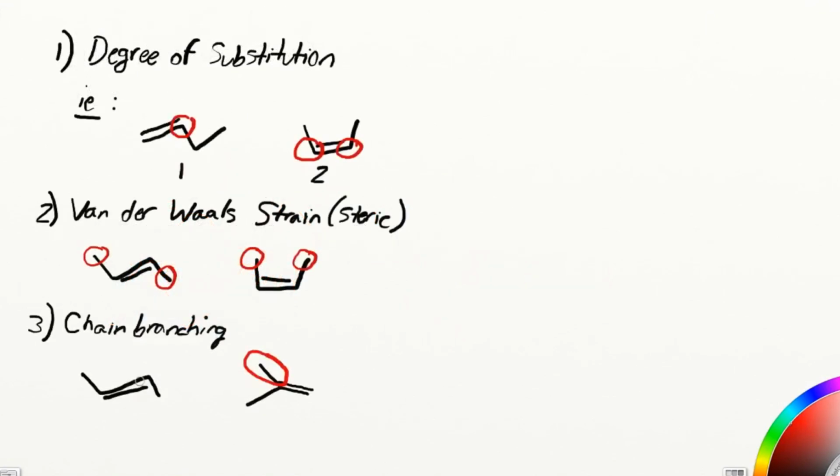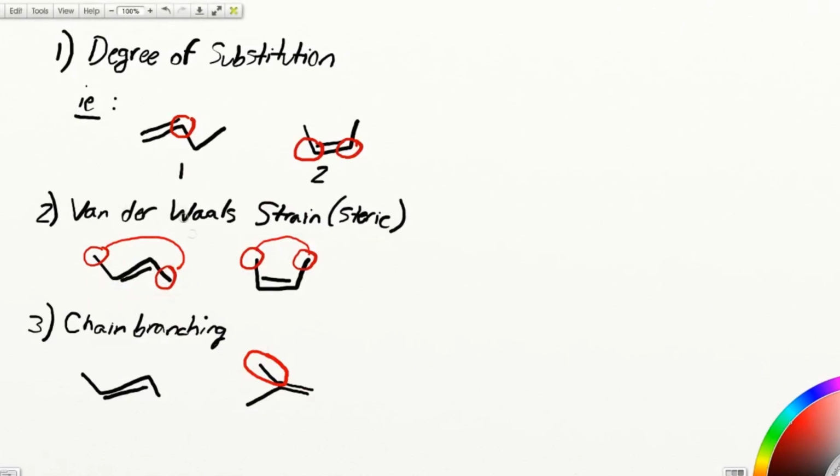So just to recap the rules, the very first rule you want to look for is the degree of substitution on the molecule. So the example given up here, the 1-butene has 1 degree of substitution, which I've circled here in red. The cis-2-butene has 2 degrees of substitution. The second rule you want to look at is the van der Waals strain, the steric effect. In the trans-2-butene, the 2 methyl groups are opposing each other, thus there's not great steric strain, versus the cis-2-butene where they're right next to each other, thus causing steric strain. So the trans-2-butene would be more stable.